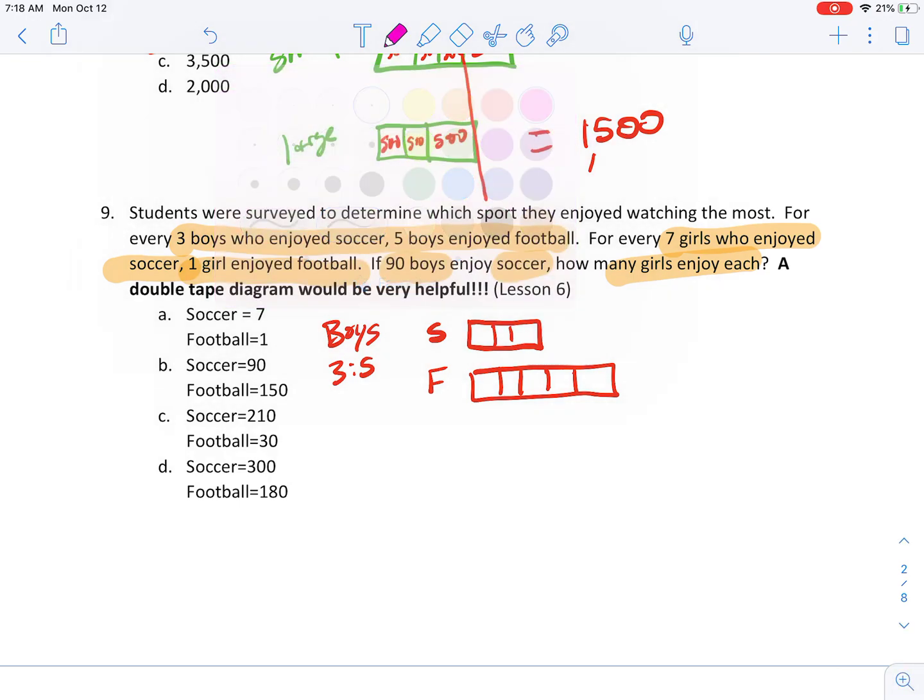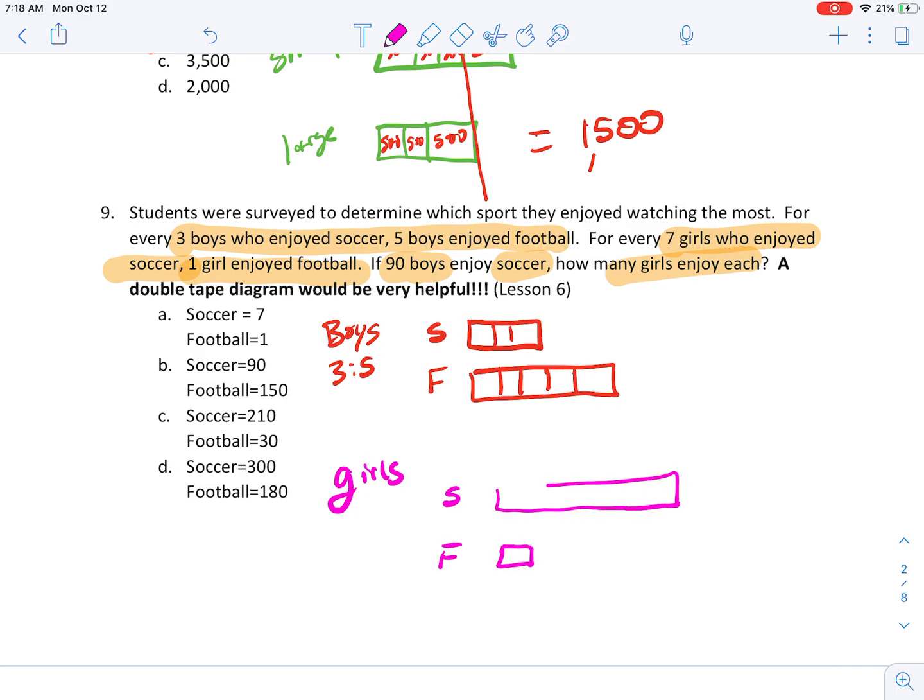Now let's go to girls. Soccer and football. Football was just 1 unit. Soccer was 7 units. Okay, so now we have our 2 ratios.